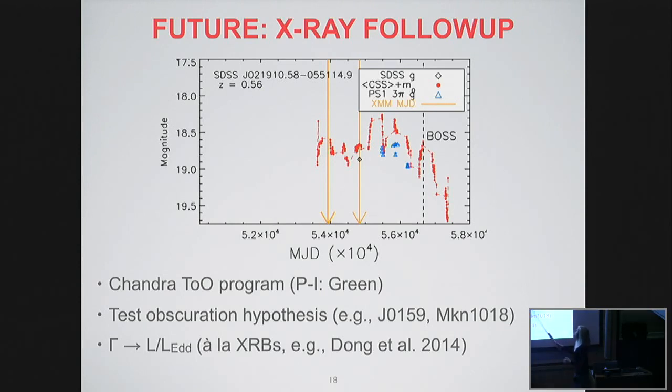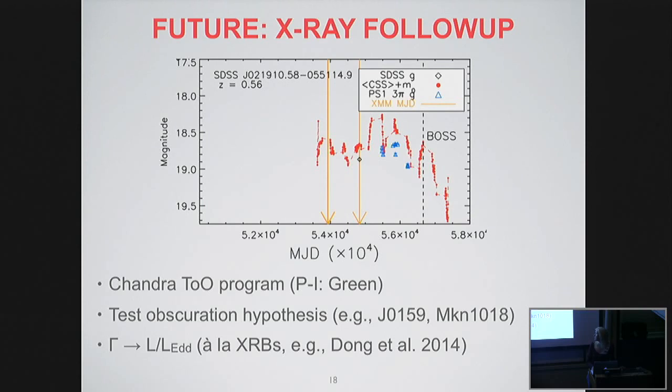But this one would be interesting if it were a changing look quasar because it has past XMM observations in the bright state, and then we could go and get a follow-up Chandra observation in the dim state and compare the two. So we want to do this for a larger sample of quasars to see if all of them are more consistent with an accretion rate change rather than obscuration. And so we were awarded a TRO program, which we're working to follow through with to do this.